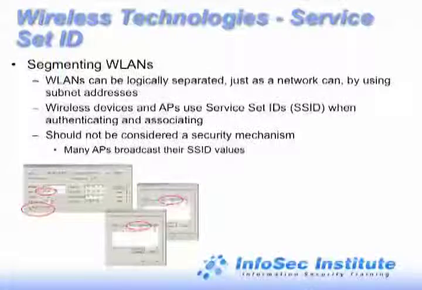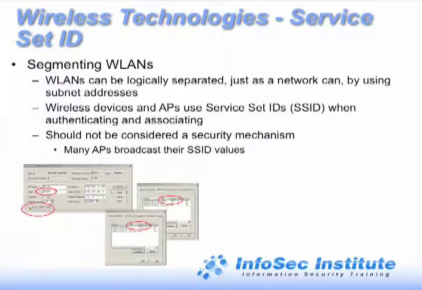Okay, SSID. This is basically going to be the name of the access point. WLANs are your wireless LANs. These can be logically separated, just as networks can, using subnet addresses. Basically, you can have several different access points running on the same channel or frequency. One might be, say, XYZ. The other one's going to be 123. So whenever you're looking for the SSID 123, it's going to connect to that network as opposed to the other network. That's where rogue access points come into play.